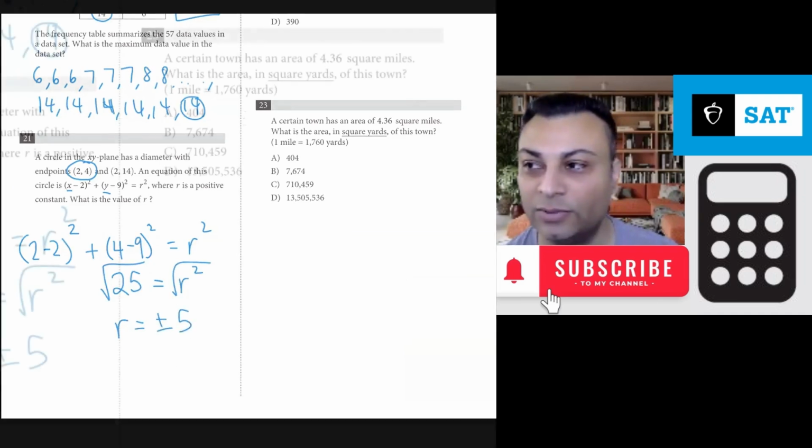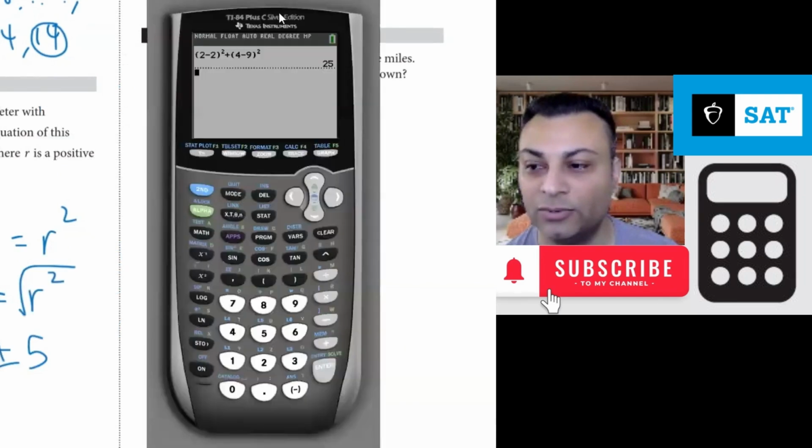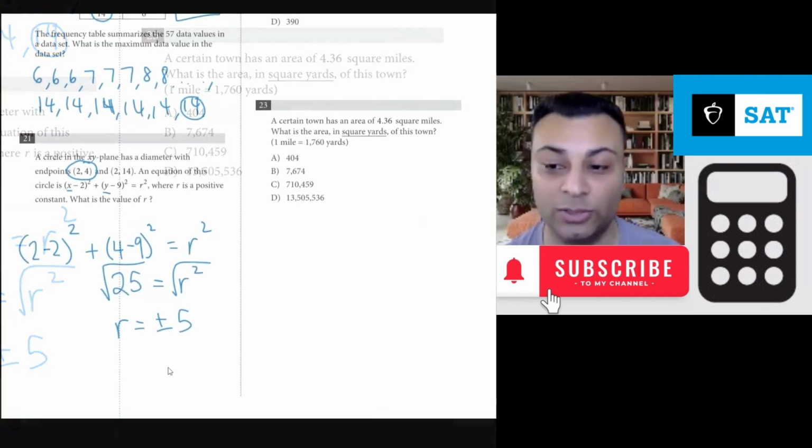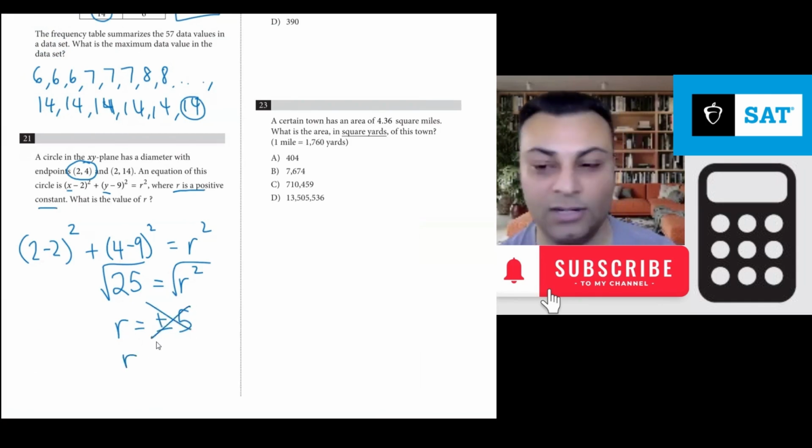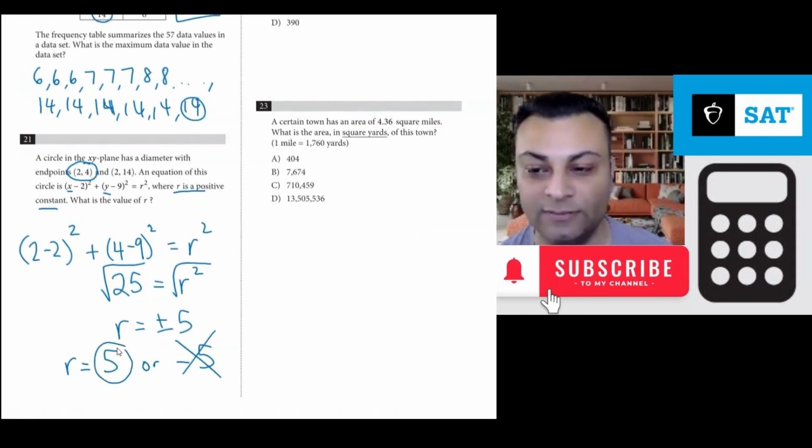Let's do that in the calculator real quick. Let's do the square root of 25. The principal square root of 25 is 5. And so you would do plus minus 5 in a normal equation. However, this r is a positive number, so we will not be using negative 5. What I want to do is maybe to show in this manner, r equals 5 or negative 5, and then we reject this. So this is the answer, 5. So the answer you would put in would be 5.